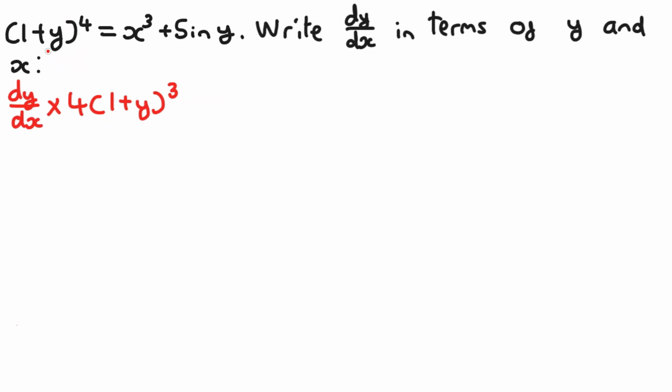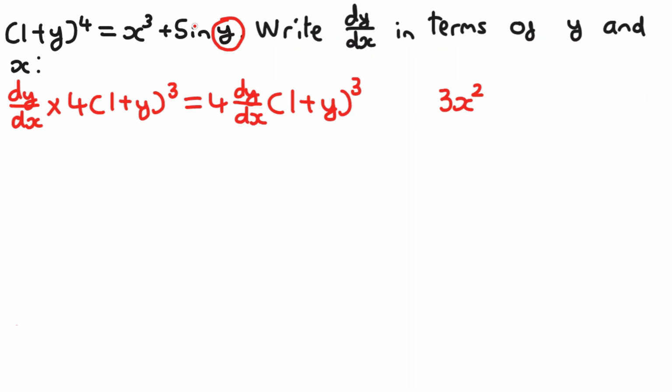So this is 1 plus y to the power of 4 differentiated, and then if we differentiate this side here, x to the power of 3 differentiated is 3x squared, then sin y differentiated, so we're going to use the chain rule again with the inner function being y, the outer function being sin. So the inner function differentiated is just y differentiated, so it's dy over dx, and then the outer function differentiated is sin differentiated, so it's going to be cos y. So it's going to be dy over dx of cos y. So if we differentiate both sides, this side will now become the 4 dy over dx of 1 plus y to the power of 3, and this side will now be the 3x squared plus dy over dx of cos y.